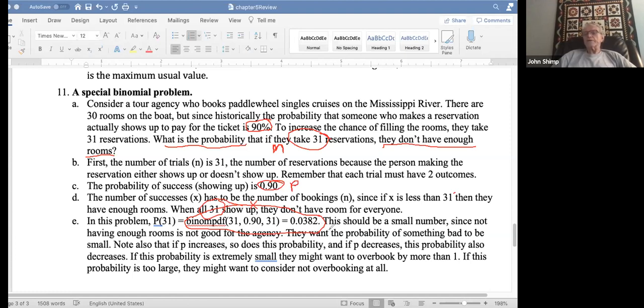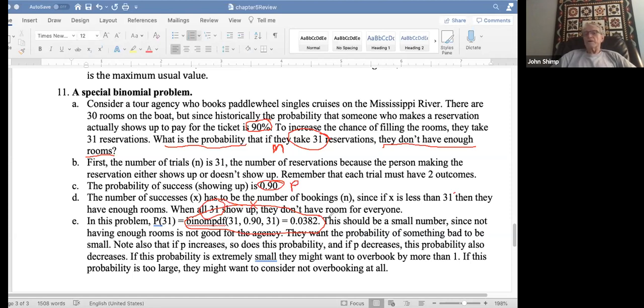Now, typically there's another question that's asked along with this. And that question is, do they want this probability of not having enough rooms or seats or cars or whatever to be large or small, and why? Remember, not having enough rooms is a bad thing because they've got to compensate the person who showed up and doesn't get a room. So do you want the probability of a bad thing to be large or small? No, you want it to be small.